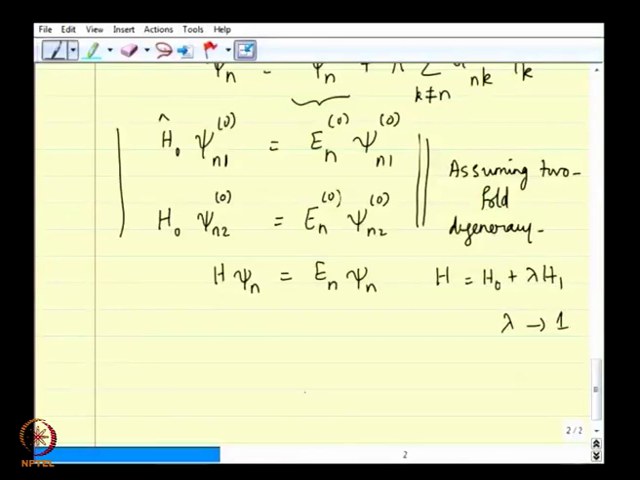So this is the question that we pose, and we want to find out what are the corrections to E n, namely lambda E n 1, and so on, but we will only worry about E n 1 for the moment, for states which are degenerate. I hope the problem is clear.